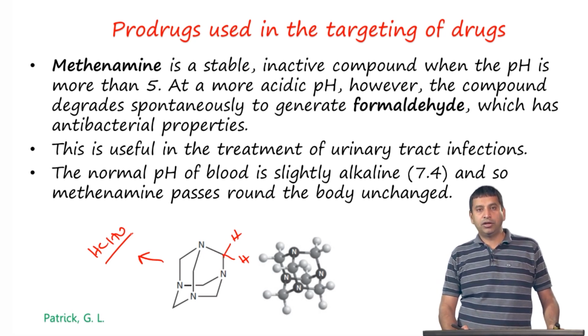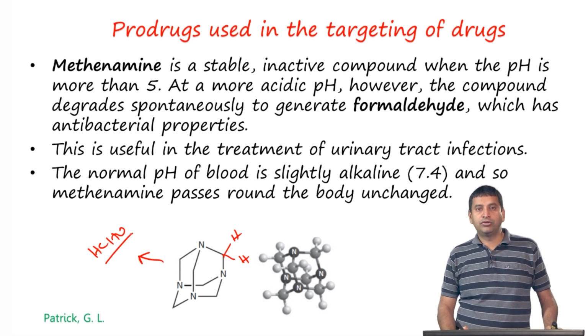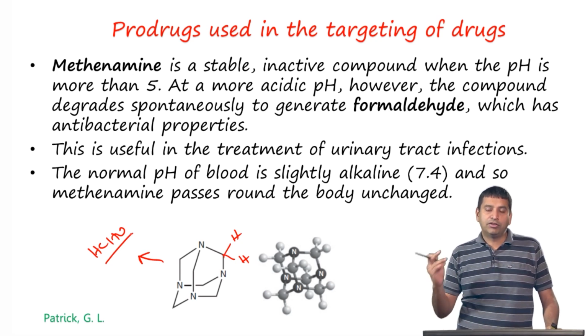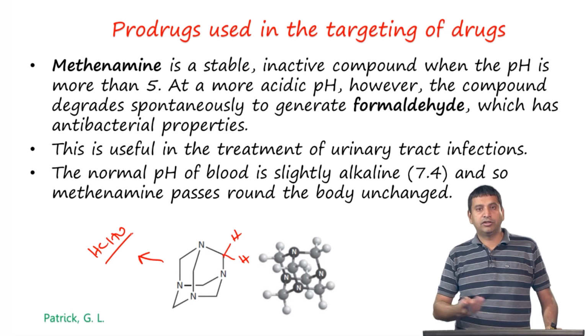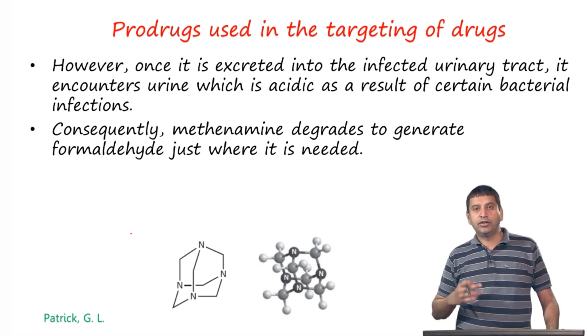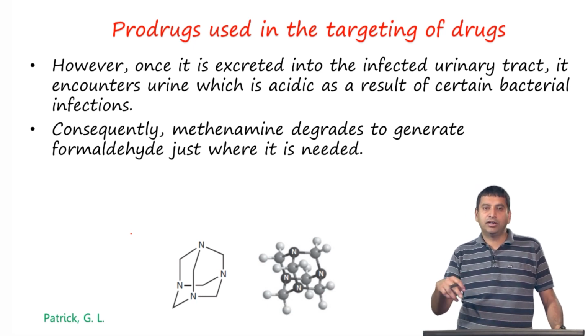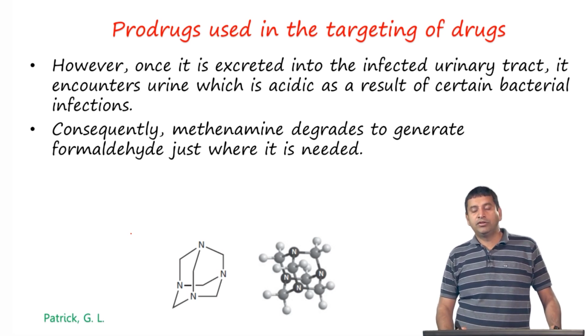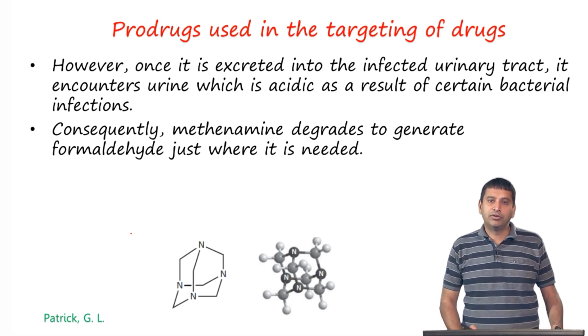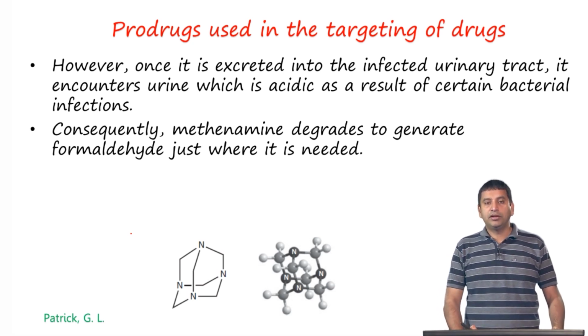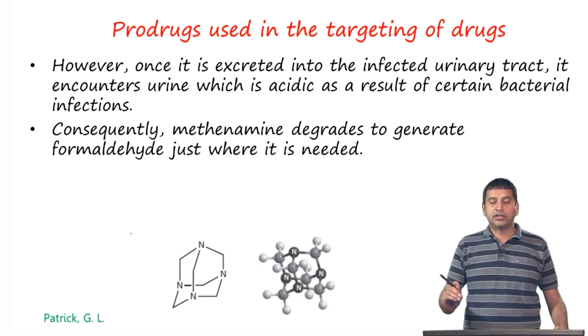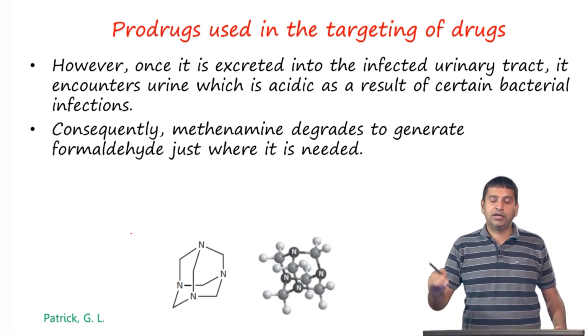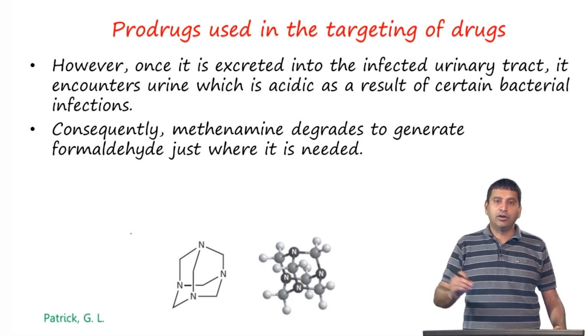So, the normal pH of blood being slightly alkaline can be used to our benefit. Therefore, this molecule does not undergo any change in the blood, but once it reaches the infected urinary tract, it encounters urine which is acidic, and as a result this molecule degrades to produce formaldehyde. And once the formaldehyde is produced, since it has known antibacterial properties, it can reduce the infections. So, methenamine is an example of a molecule which degrades only at the area of interest, and this is a very useful way for targeting of drugs.